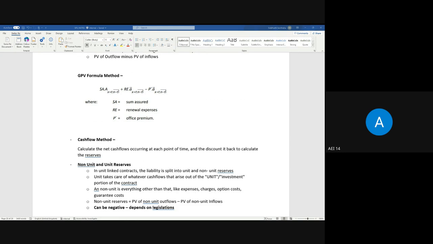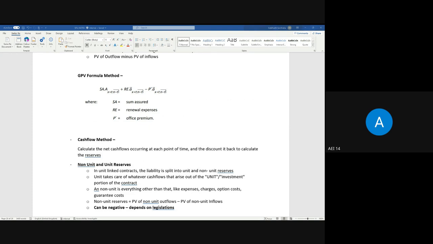So the liabilities basically include whatever amount you need to pay to the policyholder in respect of the units that are held for that particular policyholder. So the total number of units multiplied by the value of one unit held at each point of time is your unit reserve, if you think about it. And you also subtract the present value of whatever premiums you are about to receive, which will be allocated towards units. That is what unit reserves consist of. And whatever the insurance company needs to hold apart from this reserve is called the non-unit reserves.